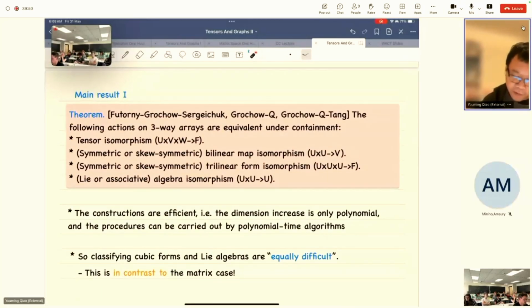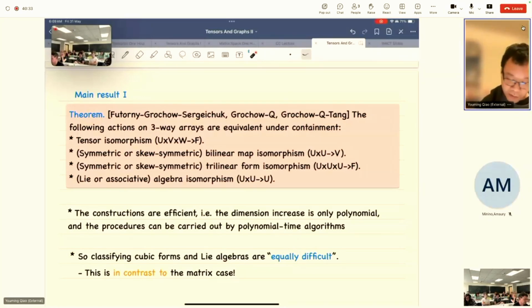So two remarks. First, the constructions are efficient. I state here as under containment, but that's one way to compare orbits. Another way, in computational complexity, you care about polynomial time reductions. So these equivalences under containment actually also give you polynomial time reductions between these different isomorphism problems of tensors. For example, you can say that classifying cubic forms and algebras are equally difficult, because of this equivalence under containment.